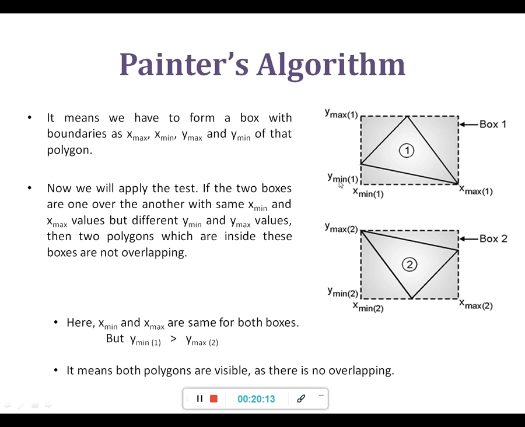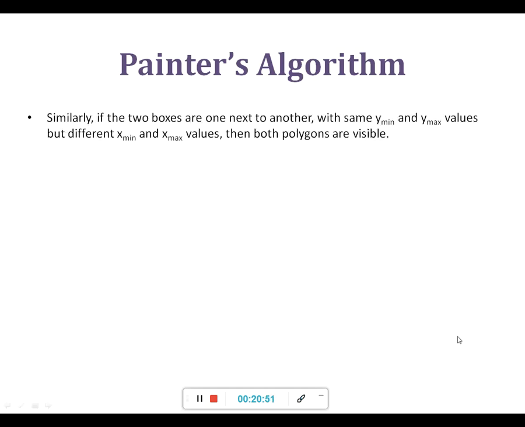So if the y min of box 1 is greater than the y max of box 2, then both polygons are visible and they are not overlapping, because there is some distance between the boundaries of the boxes. If there is some distance between the boundaries of the boxes, the boxes are not overlapping, and as the boxes are not overlapping, the polygons lying inside those boxes are also not overlapping. This is the technique of this Pentas algorithm. This happens when your x min and x max are the same.